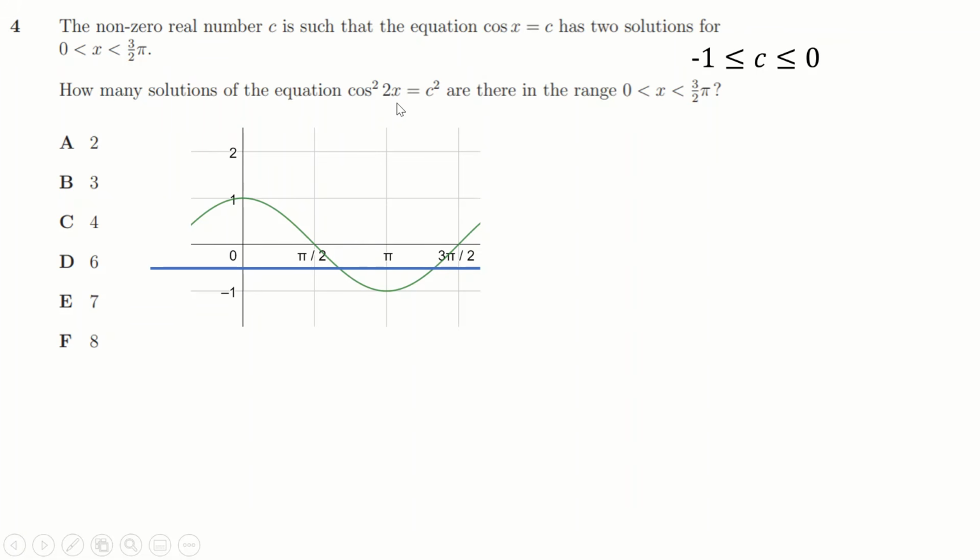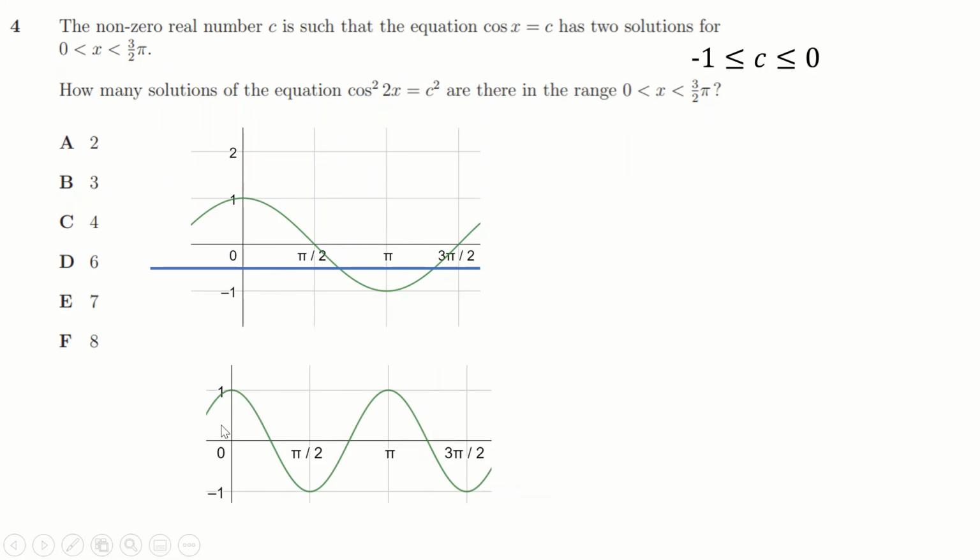Okay, now what does the graph cos of 2x look like? This is the graph of cos of x. Cos of 2x looks like this, where it squishes in and repeats itself another time. Now it's pretty clear that the graph of cos of 2x has 3 solutions with anything between 0 and -1.